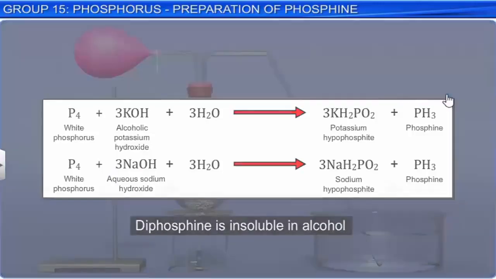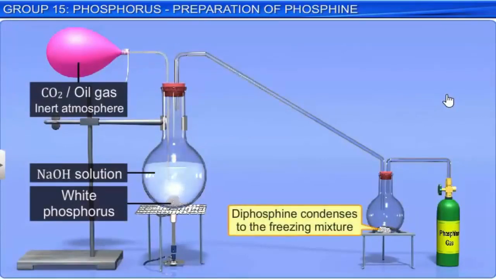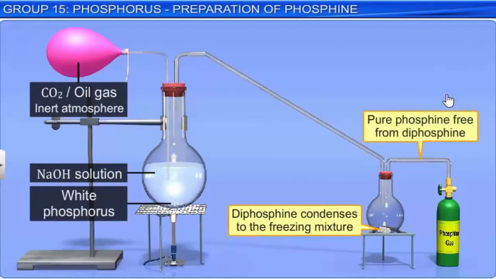Diphosphine can also be removed by passing the gas through a freezing mixture in which diphosphine condenses while phosphine doesn't. Activated charcoal or phosphorus pentoxide can be used to adsorb the liquid hydride diphosphine from phosphine gas.